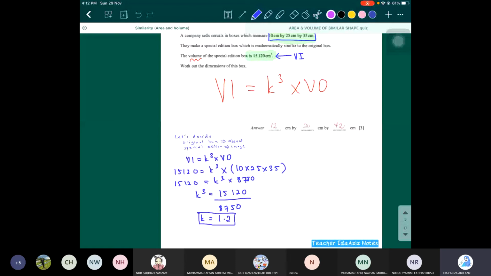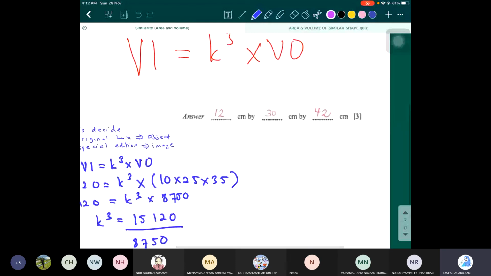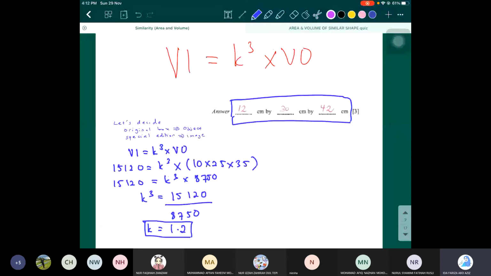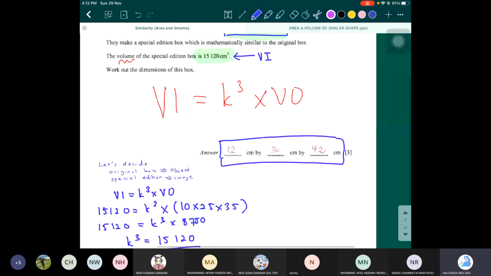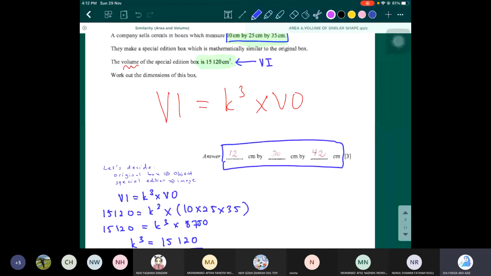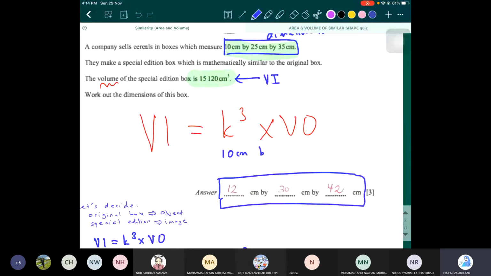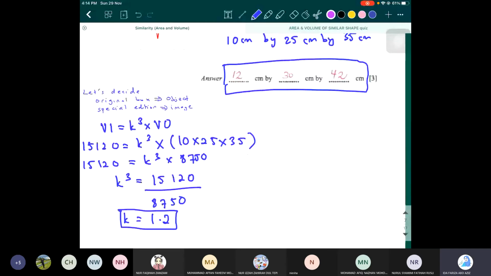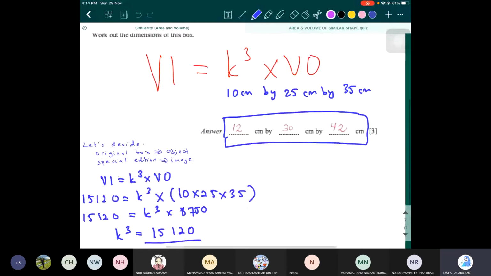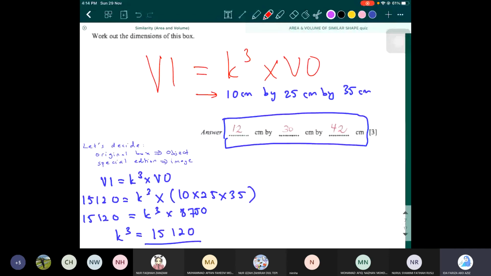Okay. Once we have K equals 1.2, the question wants us to fill in this. How do we get this? Okay, I write back the original dimensions. The original dimensions were 10 cm by 25 cm by 35 cm. We have got K equals 1.2. Now, the original dimension, this is my object. So the special addition is my image.